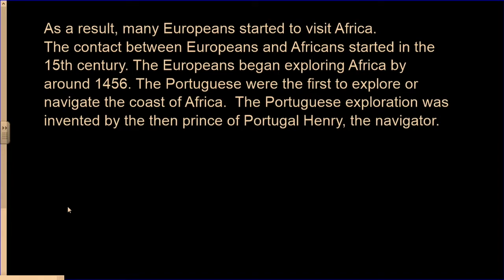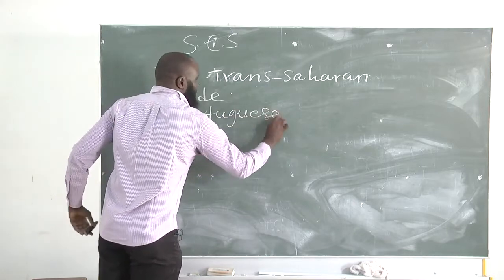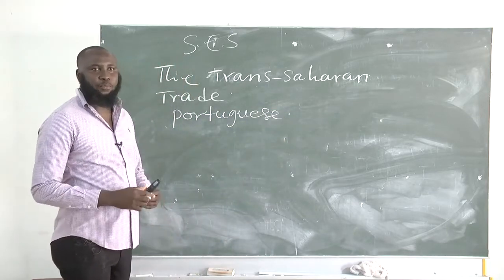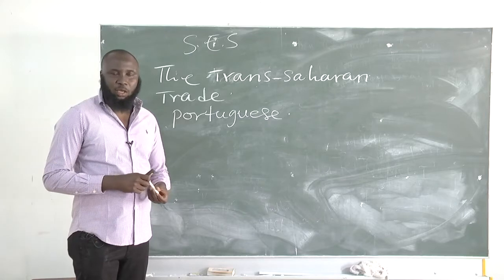contact between Europe and Africa started around the 15th century. The Europeans began exploring Africa by around 1456, that is, to go around in order to discover what is in Africa. The Portuguese were the first to come, or were the first to explore by navigating the coast of Africa.